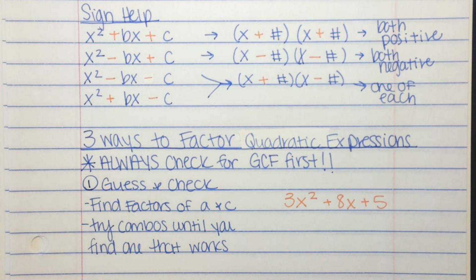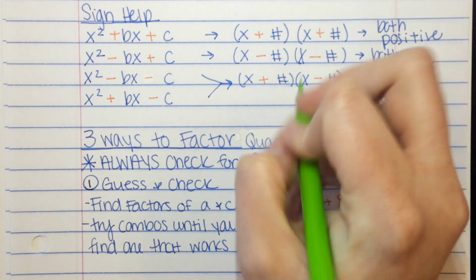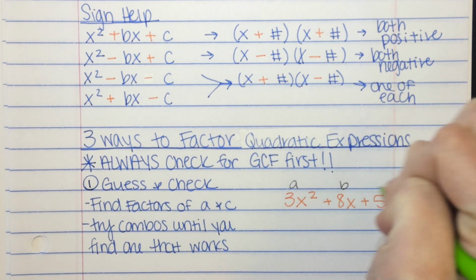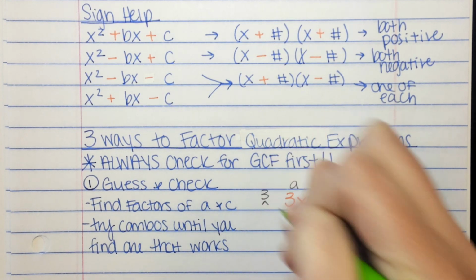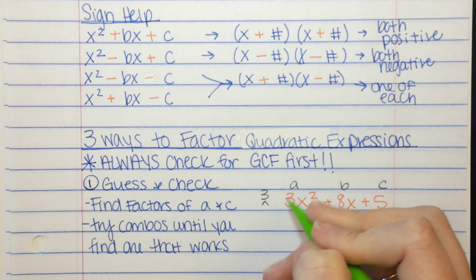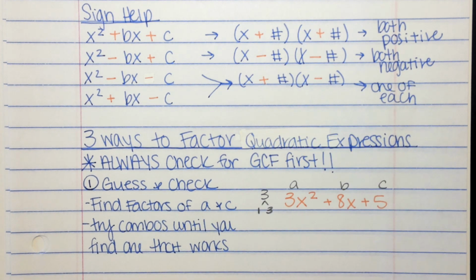So you'll notice I'm transitioning to a pencil here because with the guess and check method, a lot of times you have to do a lot of erasing and trying again. So I recommend using a pencil for guess and check. So if this is my expression, I know that this is A, this is B, and this is C. So I need factors of A, so 3. This one's pretty easy. The only factors of 3 are 1 and 3.